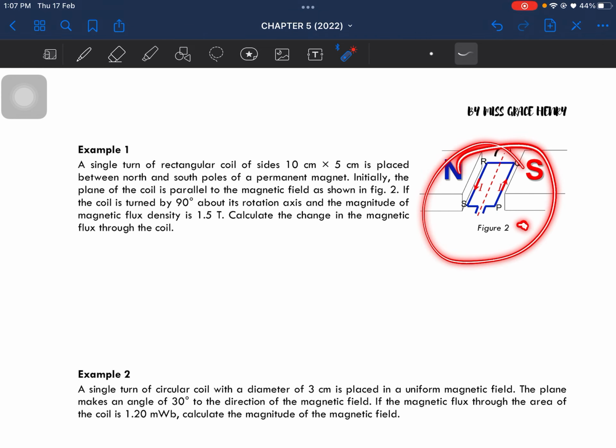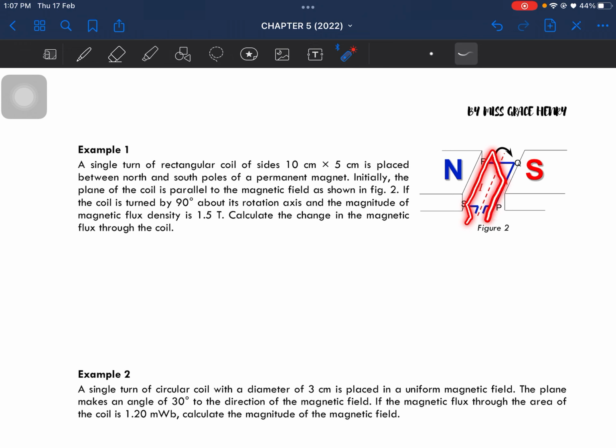If the coil is turned by 90 degrees about its rotation axis, so it goes to be something like this, so it is now 90 degrees to this permanent magnet. Okay, so the magnetic flux density is given as 1.5 Tesla. Calculate the change in magnetic flux through the coil.